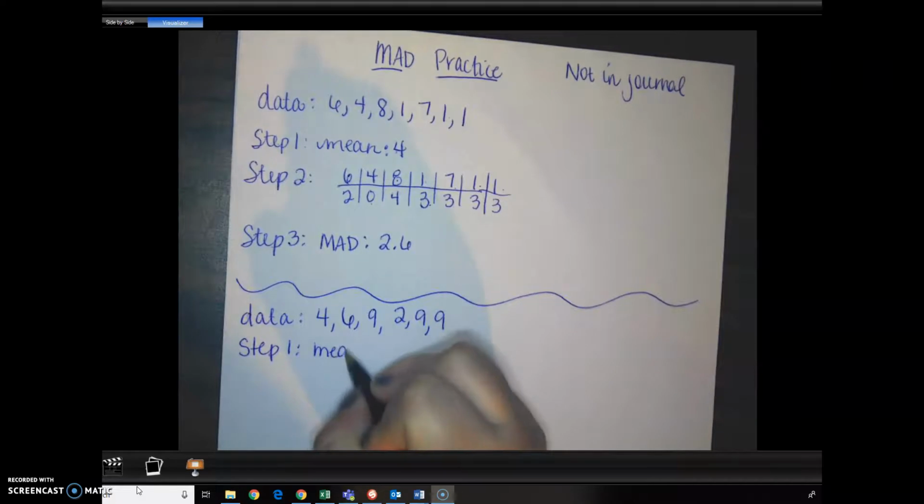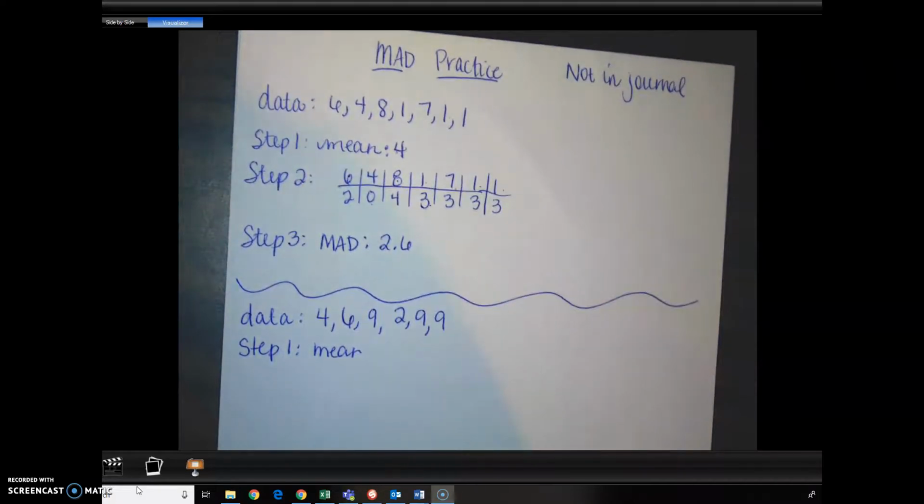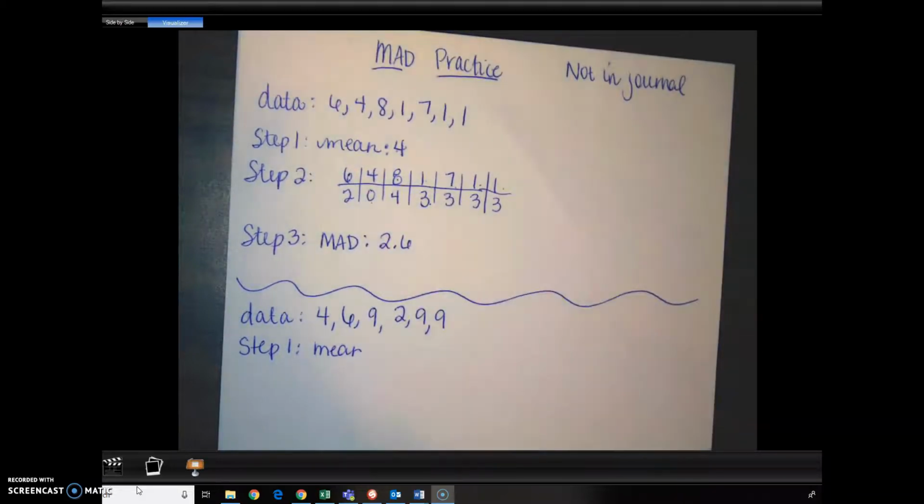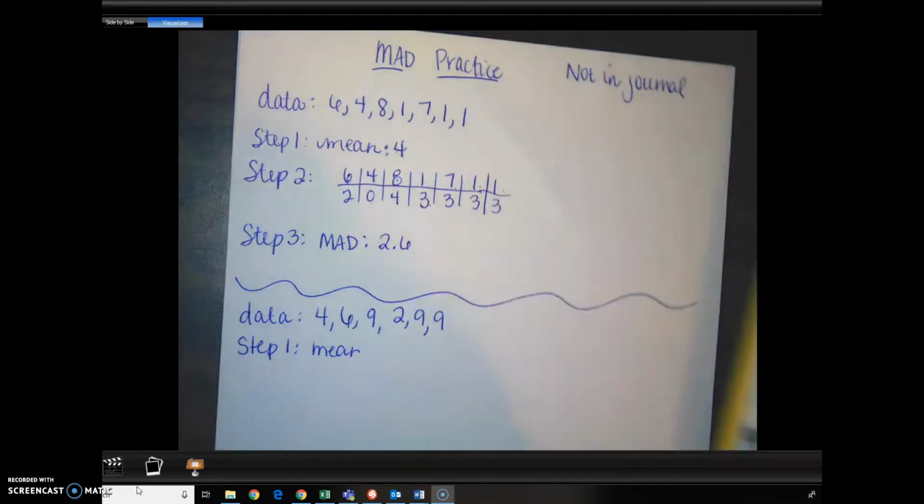I'm going to add all of those up. So 4 plus 6 plus 9 plus 2 plus 9 plus 9 is 70. Nope, I messed up. Sorry. Now I'm stuck on my computer. Sorry. I was like, that can't be right. Alright, sorry. It was 39.